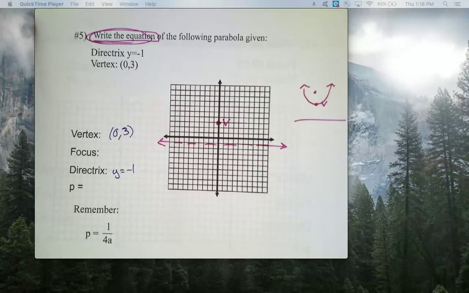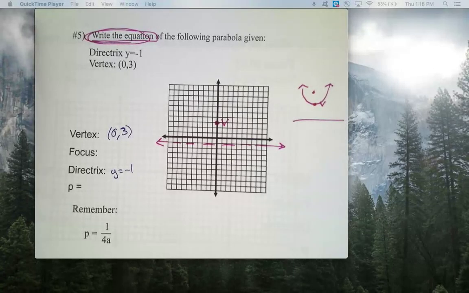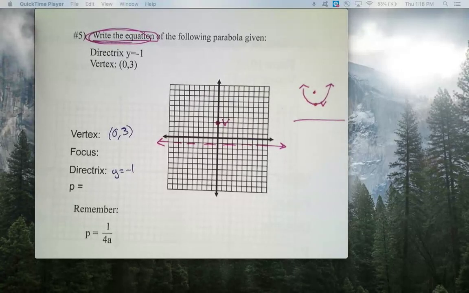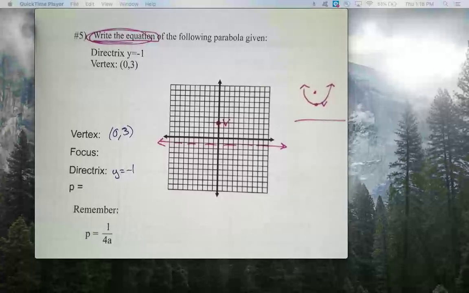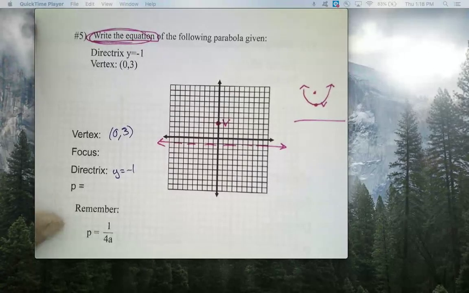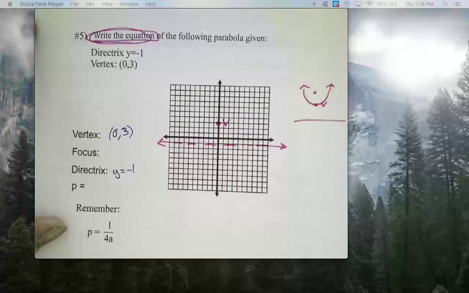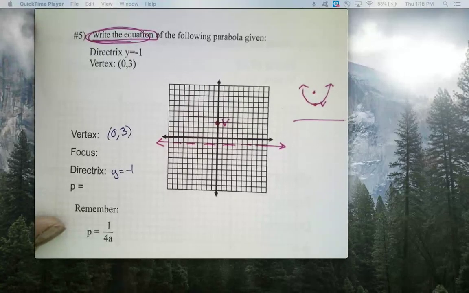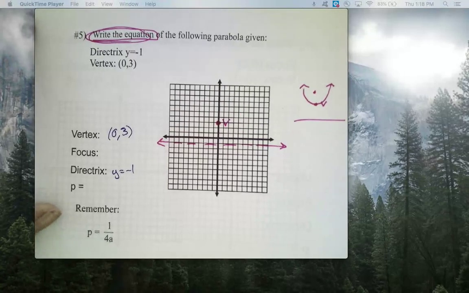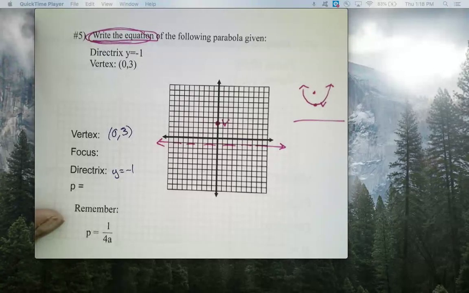Andrew, any idea how I could find that focal length? You could use the equation, the A equals 1 over 4p, but then again, I'm not 100% sure about that. That would be true, but I don't. Underneath it like that, P equals. That's not going to help me either. That's the same one.